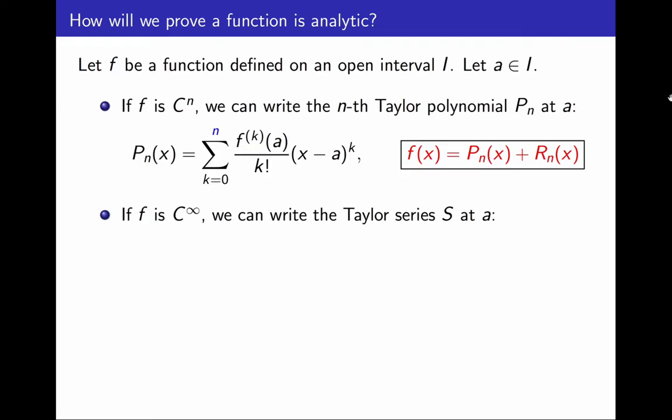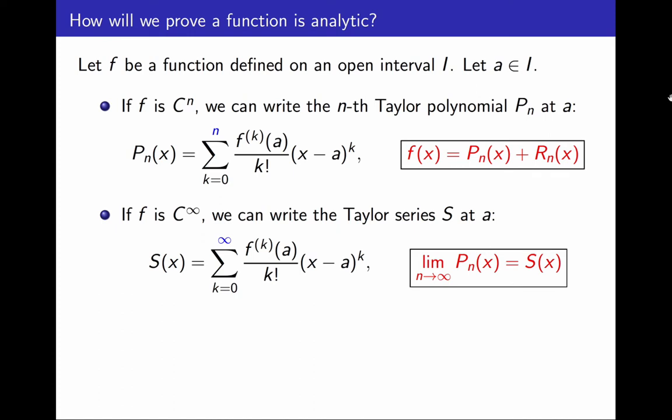If the function is C-infinity, then we can write the Taylor series. As you know, it is given by this infinite sum. We also know that the Taylor series is the limit of the nth Taylor polynomials as n approaches infinity. This is because the Taylor polynomials are the partial sums corresponding to the Taylor series. Finally, the function is analytic when, in addition, the function equals the Taylor series. In other words, analytic means that the error made when using the Taylor series as an approximation is 0.